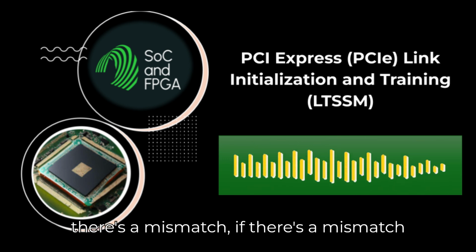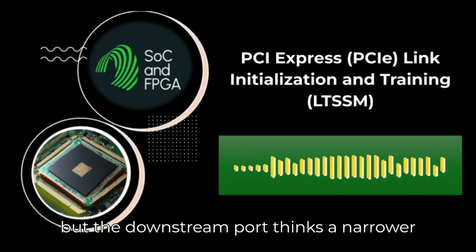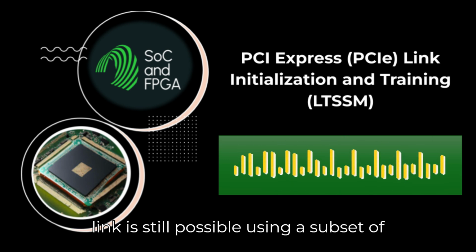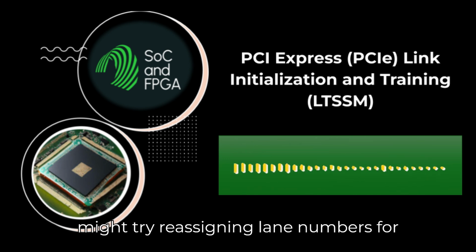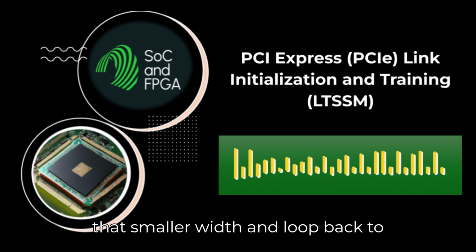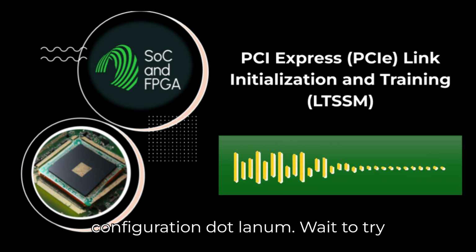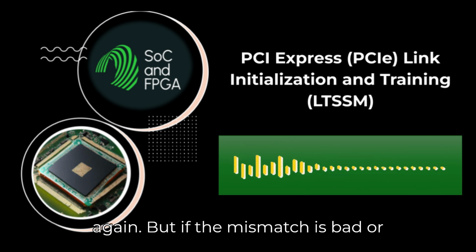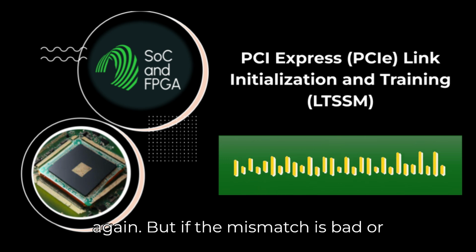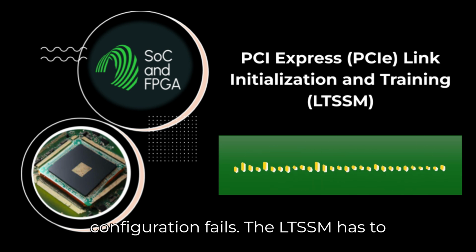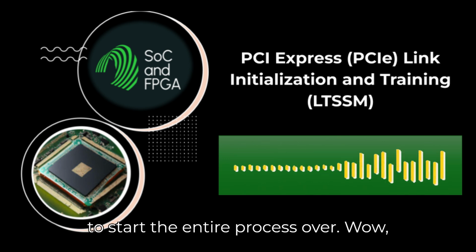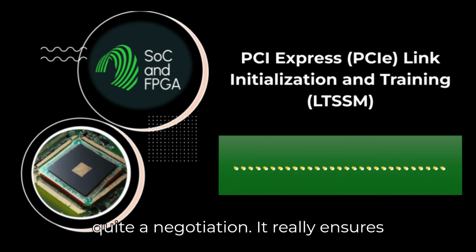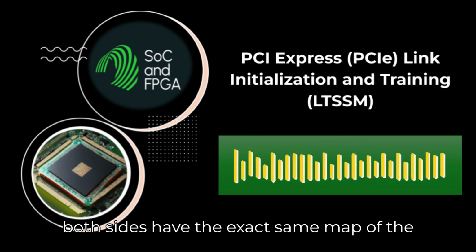And if there's a mismatch? If there's a mismatch, but the downstream port thinks a narrower link is still possible, using a subset of lanes that did respond correctly, it might try reassigning lane numbers for that smaller width and loop back to Configuration.Lanenum.Wait to try again. But if the mismatch is bad or not enough lanes are working, configuration fails. The LTSSM has to give up and go all the way back to Detect to start the entire process over. Wow, quite a negotiation. It really ensures both sides have the exact same map of the connection.